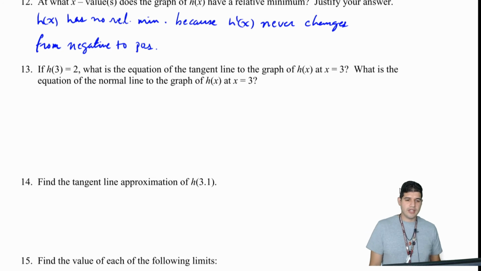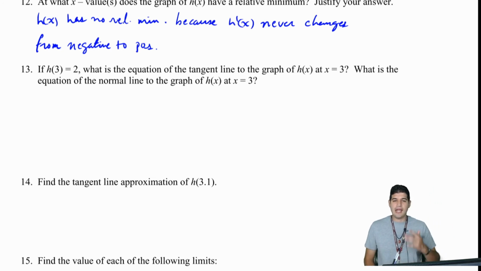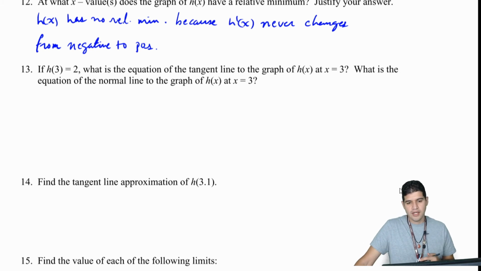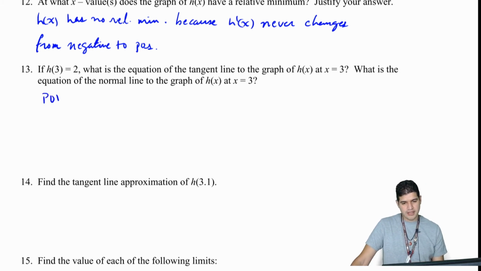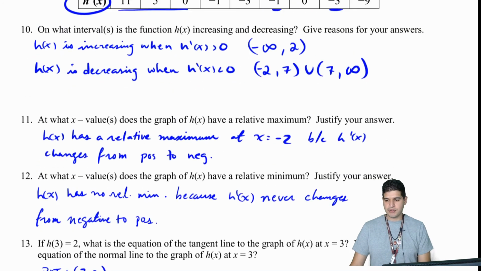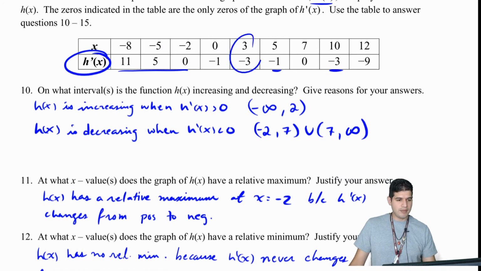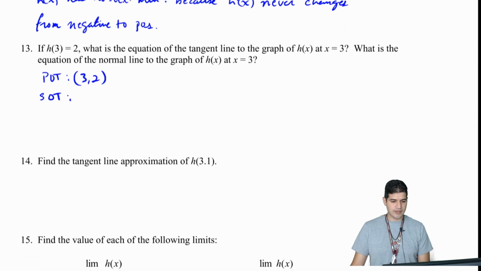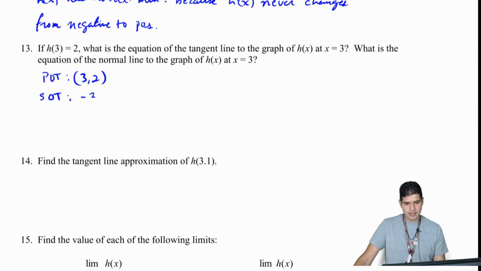So now, if h of 3 equals 2, we want to write the equation of the tangent line and the equation of the normal line. Okay, so h of 3 equals 2. What's my point of tangency? That's going to be (3, 2). And I want the slope of the tangent line. Well, we're given the derivative in the table, so I'm going to get the derivative when x equals 3. I'm going back up to my table, and at x equal to 3, my derivative comes out to be -3. So my slope of the tangent line is -3. And if I write out my equation, that's going to be y minus 2 equals -3 times x minus 3.